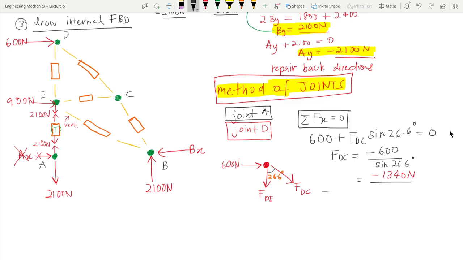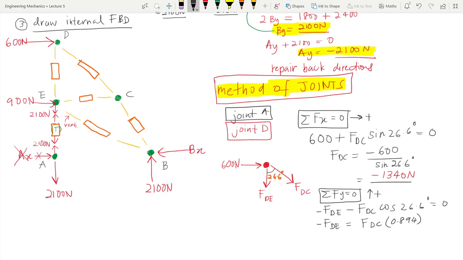Let's do one more, right? Summation Fy is equal to 0. Anything going up is actually a positive. Yani, anything going to the right is actually a positive. So FDE going down, so put down negative FDE, and then minus FDC cos 26.6 degrees is equal to 0. So let's solve this one. Negative FDE equals FDC cos 26.6. Cos 26.6 is 0.894. Are we okay?